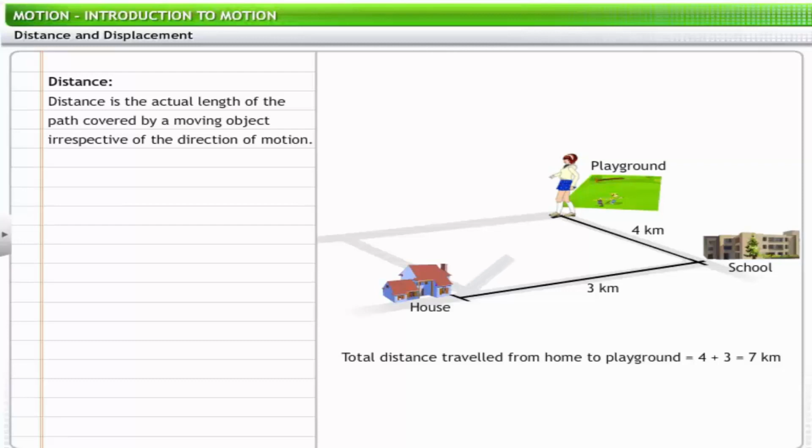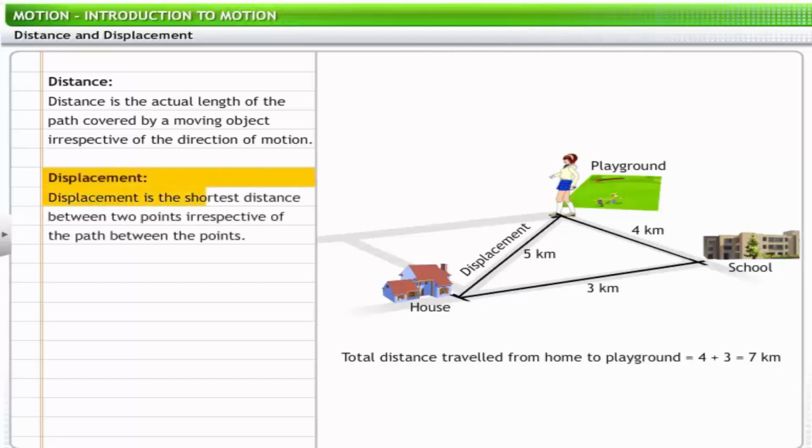However, the straight route from Mary's home to the playground is only about 5 kilometers long. Therefore, Mary's displacement from home to the playground is 5 kilometers, as against the distance covered by Mary in reaching the playground, which was 7 kilometers. Thus, displacement is the shortest distance between 2 points irrespective of the path between the points.